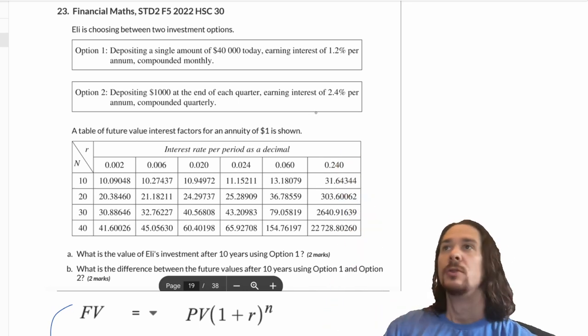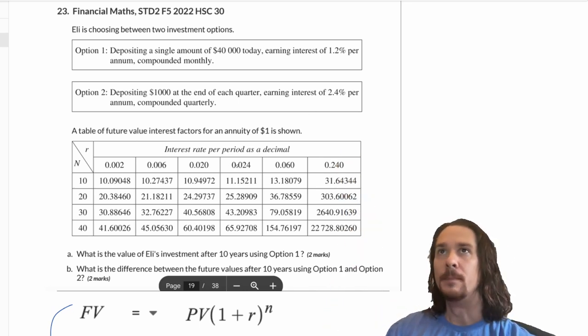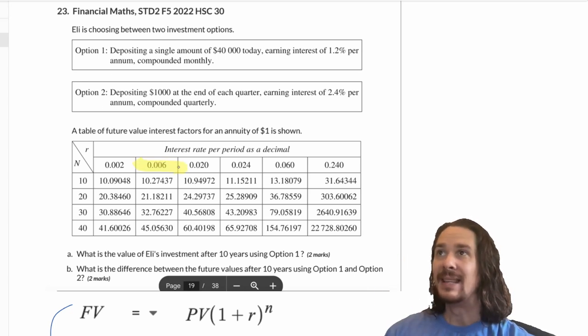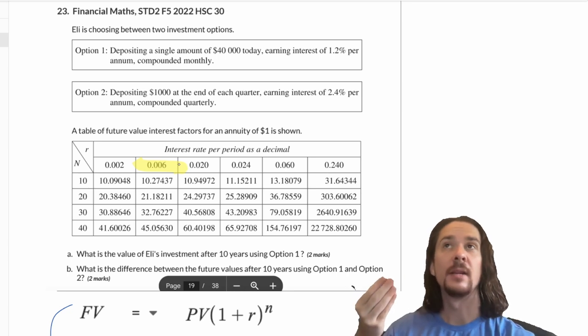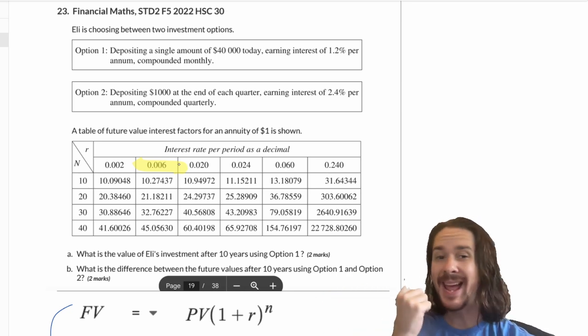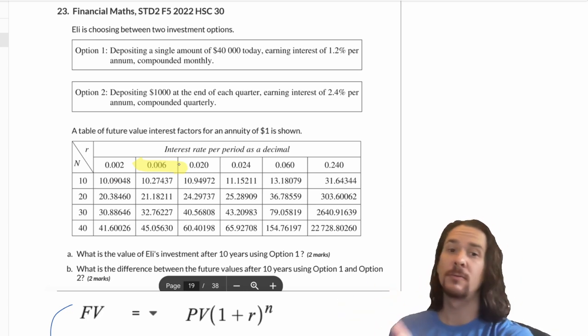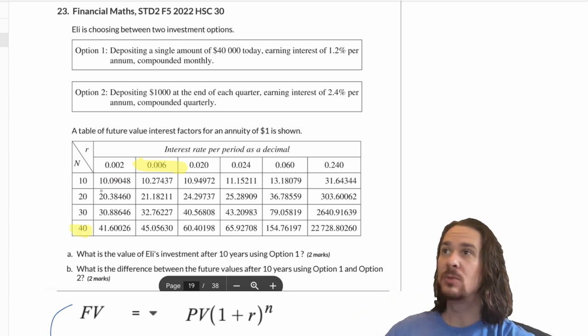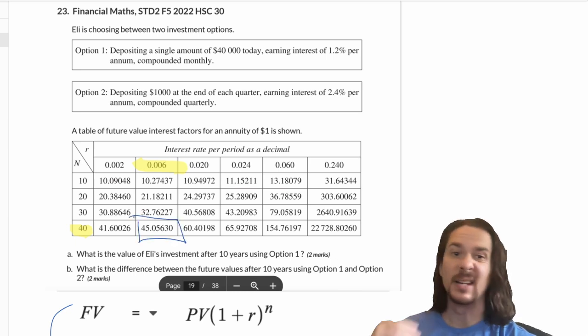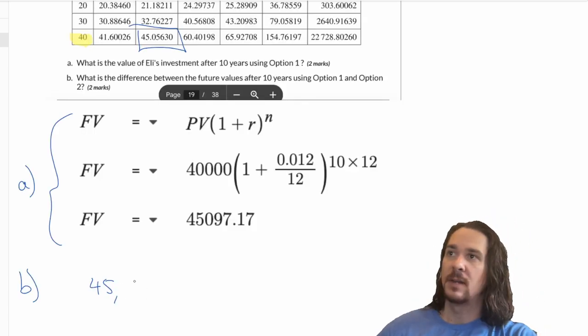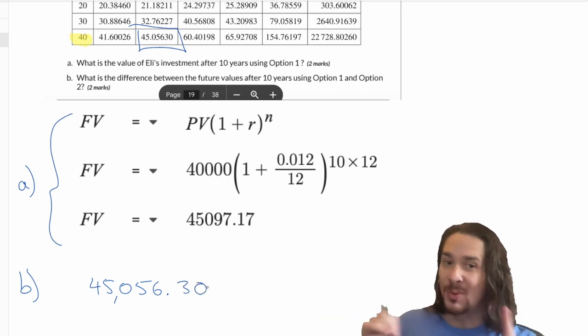into her annuity. 2.4% per annum compounded quarterly means that we're going to be interested in this column because we're going to divide 2.4% by 4. And how many times are we going to compound it? Well, we're doing 10 years, but we're compounding 4 times per year, which means this row. And so that tells us that this is the number we're multiplying by. Now we're just multiplying it by 1,000, which makes life really easy. That's going to be $45,056.30.